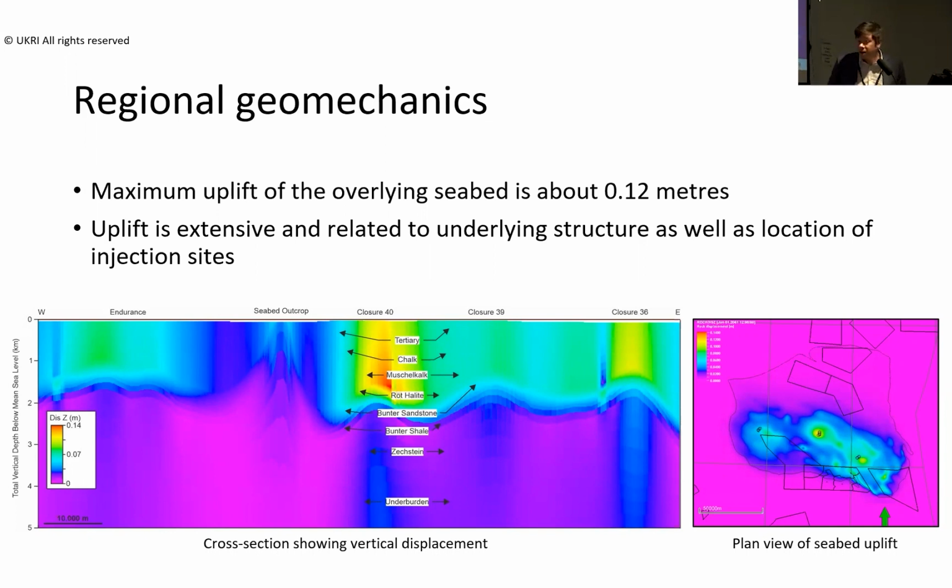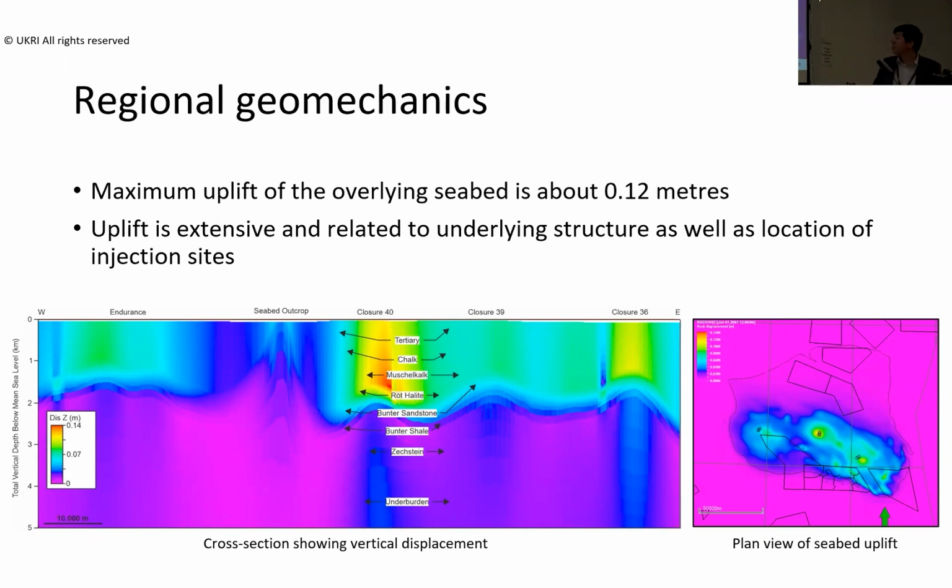part of the model. Now, if we look at the map here, this shows the extent of the surface uplift. And you can see, again, it's pretty extensive. It does relate to the underlying pressure response. And we can see that you obviously got some highs there at the location of the various injection sites, but we also see some relation to the subsurface structure, which is quite interesting.